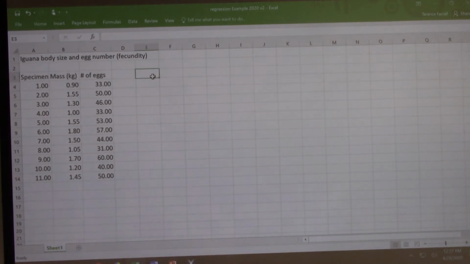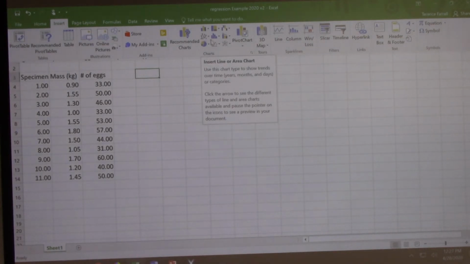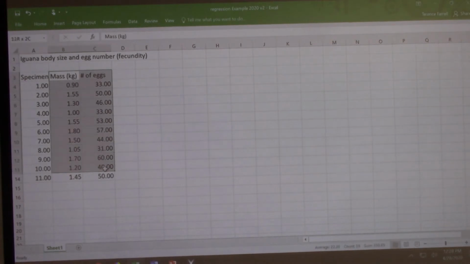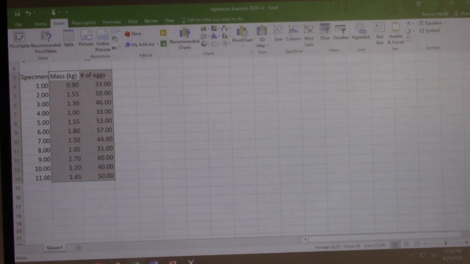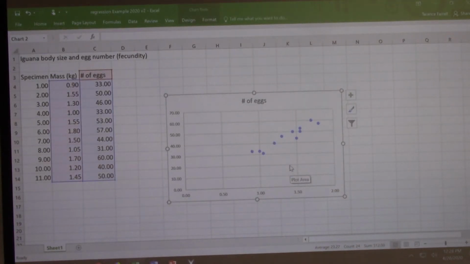So the first thing you want to do is graph your data. So let's look at this. We're going to insert a scatter plot. And we're going to delete the scatter plot I just made because I forgot to highlight my data. So here's the scatter plot.